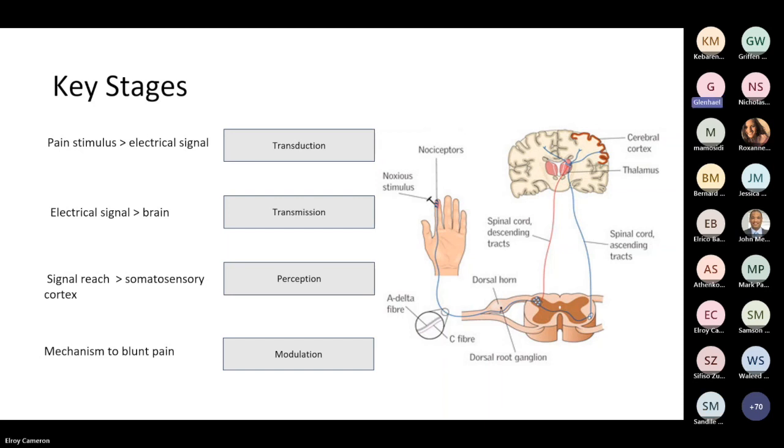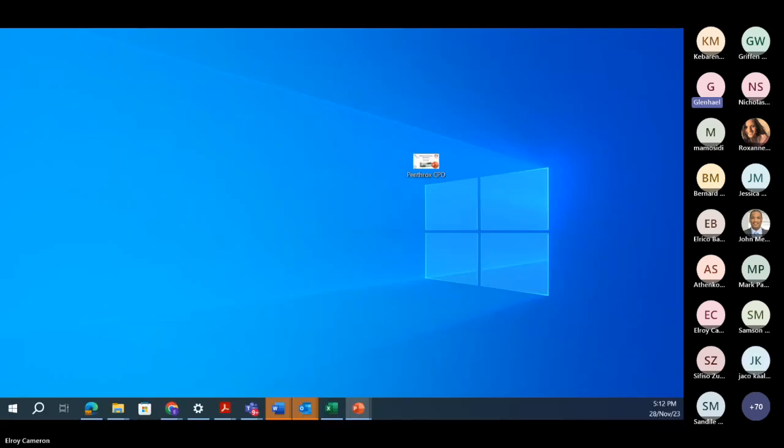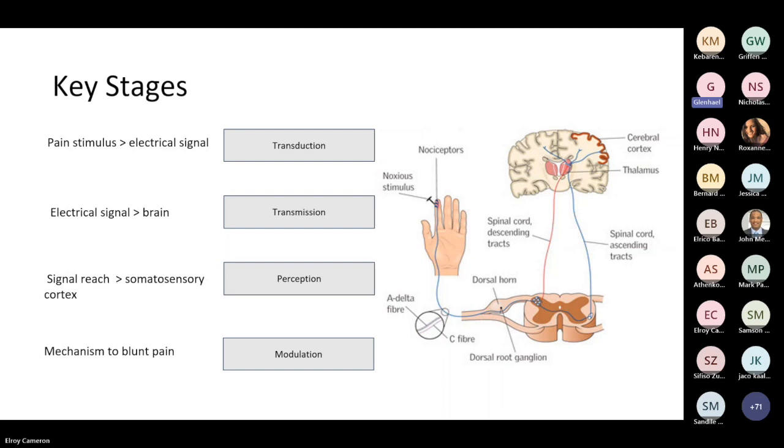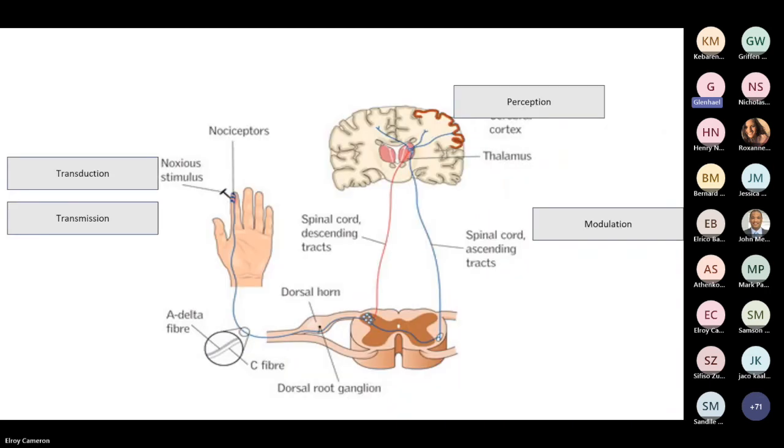Modulation, that happens generally anywhere in all of these tracks, and modulation is basically the blunting of pain. So if you think about a highway, a lot of vehicles moving up and down, if there's a traffic cop that stands somewhere on the highway, slowing traffic down. So this is basically what modulation does. It slows these signals down and slows these activities. Now, this can happen, as I said, anywhere on these nerve tracks.